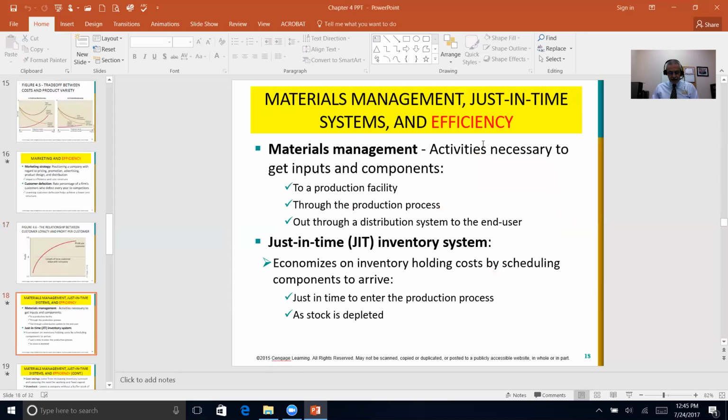Materials management, just-in-time inventory. This contribution of logistics to boosting the efficiency of the company is just as dramatic, or can be just as dramatic, as the contribution from marketing and production. We know that materials management encompasses the activities necessary to get the inputs and components to a production facility, including the cost of purchasing materials, all the way through the production process, through the distribution process, all the way to the customer as well.